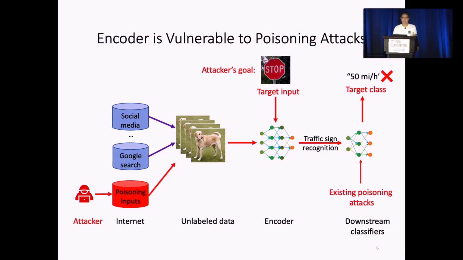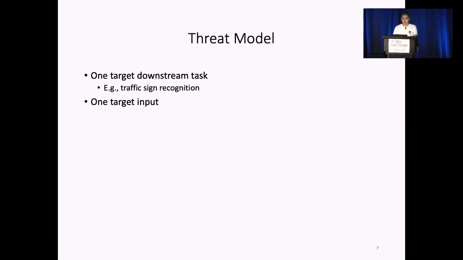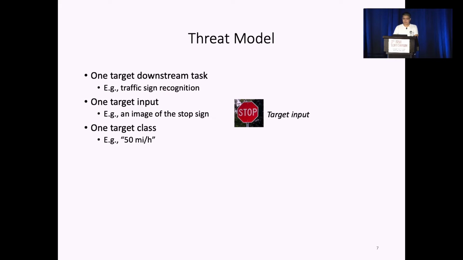We note that most existing poisoning attacks are designed for supervised learning. And our poisoning attack aims to poison the encoder to make multiple target downstream tasks have attacker-desired behavior. In terms of our threat model, the attacker picks one target downstream task, for instance, traffic sign recognition, one target input, for instance, an image of a stop sign, and a target class, for instance, speed limit. Our attack can be used to attack multiple target downstream tasks and multiple target inputs.